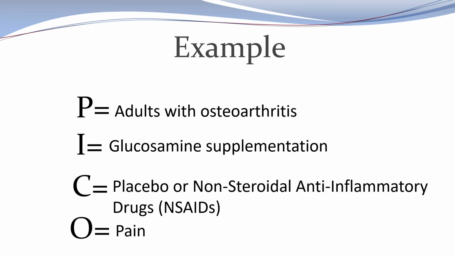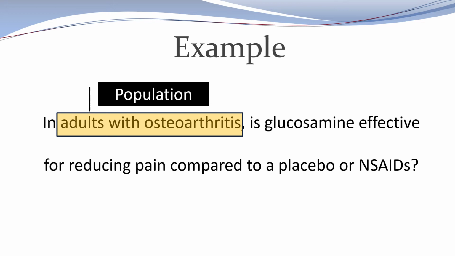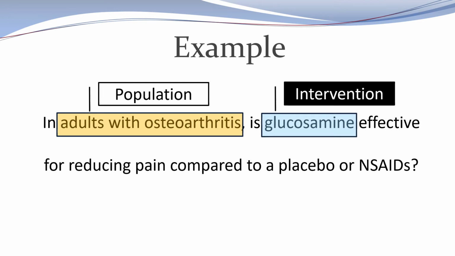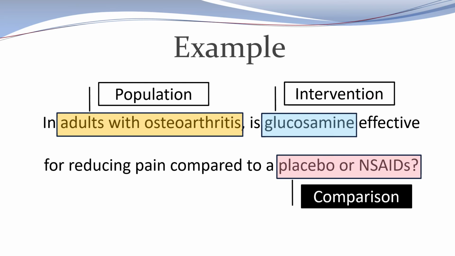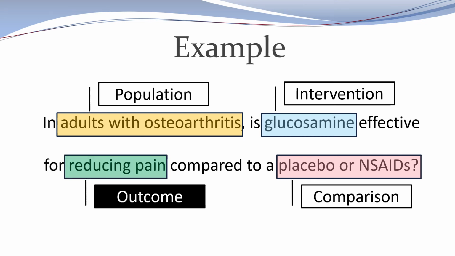Here's an example. We have listed the corresponding information for each component of PICO for our research strategy. Our population is adults with osteoarthritis. Our intervention is glucosamine supplementation. Our comparison is placebo or non-steroidal anti-inflammatory drugs, NSAIDs. Our outcome is pain. When writing our research question, each of these elements is represented.